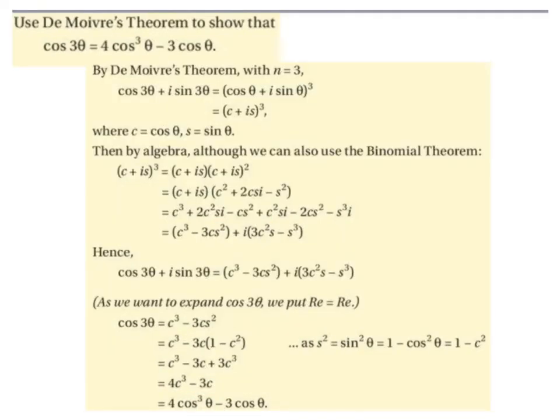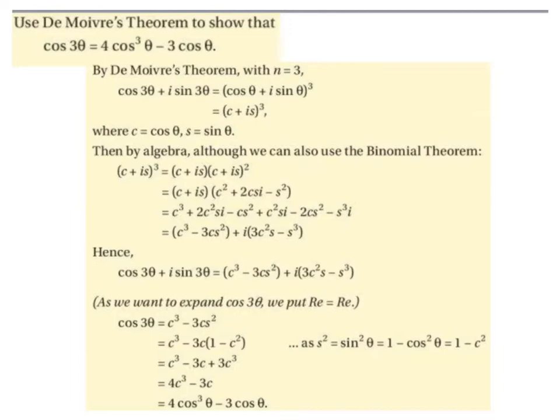So to summarize, we started by writing cos 3 theta in the form of cos 3 theta plus i sin 3 theta, which simplified to c plus is to the power of 3 using de Moivre's theorem. We had n is equal to 3. Then we took the c plus is to the power of 3, and using algebra we expanded the brackets. Alternatively, we could have used binomial theorem, but since it was only the power of 3, it was easy enough to just expand the brackets. And then we put the real parts together and the imaginary parts together.